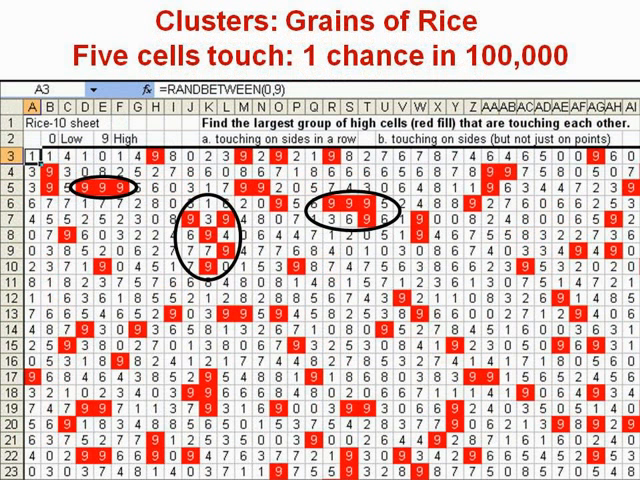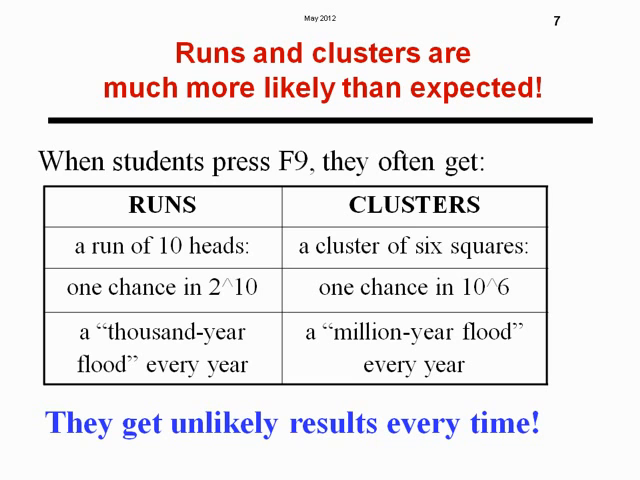Download these worksheets and let your students explore coincidence. Students quickly learn that runs and clusters are much more likely than expected. Getting a run of 10 heads is like a 1,000-year flood every year. 6 grains of rice touching is like having a 1,000,000-year flood every year. Now this is pure coincidence, pure chance, but it's repeatable.